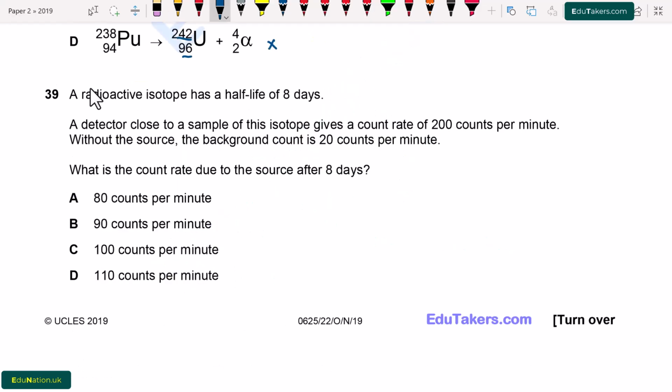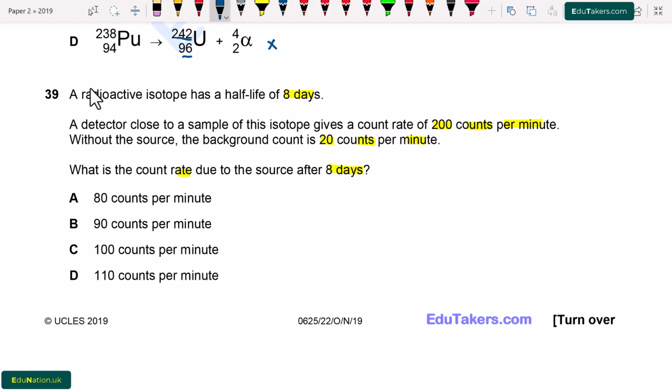Question number 39. A radioactive isotope has a half-life of 8 days. A detector close to the sample of this isotope gives a count rate of 200 counts per minute. Without the source, the background count is 20 counts per minute. What is the count rate due to the source after 8 days?